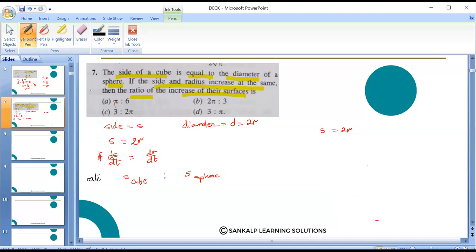That too rate. It is not given in the question, but increase of surface area is given. Increase means rate. So surface area of the cube is 6s square and surface area of the sphere is 4 pi r square. But you have to find rate. Here the derivative will be 12s into ds by dt. You're finding the ratio. Here the derivative will be 8 pi r into dr by dt.